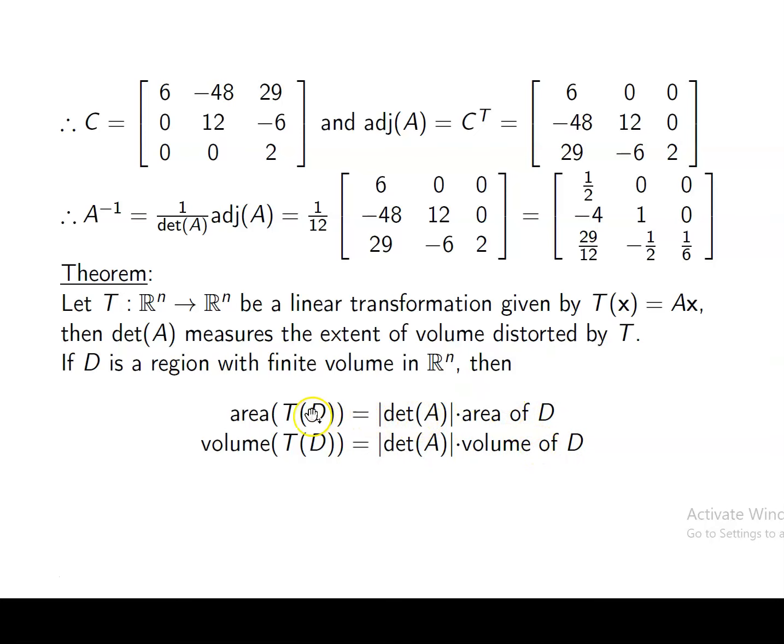So our area or volume gets distorted by a scalar multiple, because remember, that's what a scalar multiple is. The determinant of A is a scalar value. It's a single value, right? So the area gets transformed by a scalar multiple amount, or the volume, the original volume under the transformation, gets scaled by a real value amount. So let's look at an example, okay?